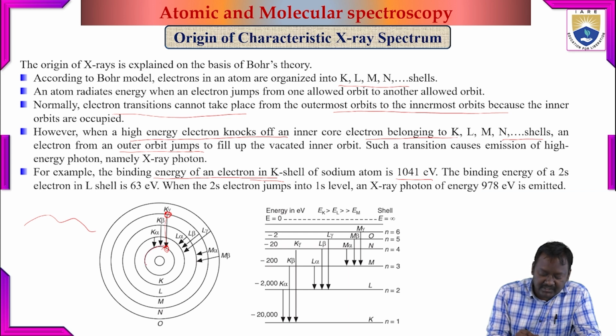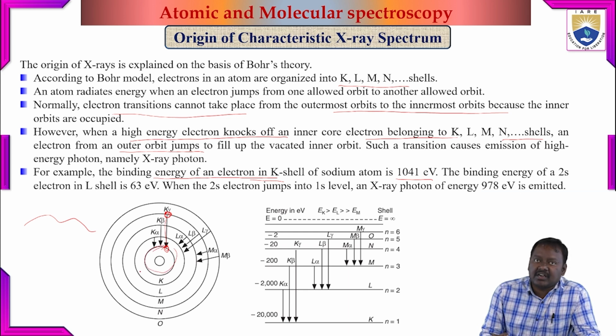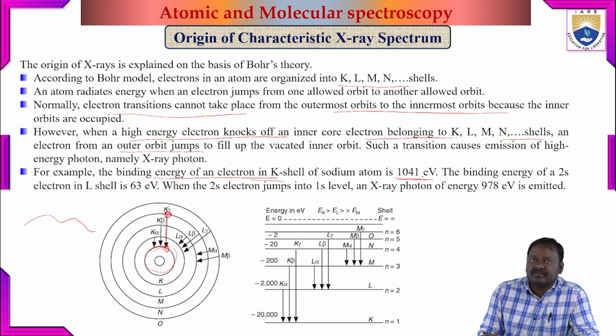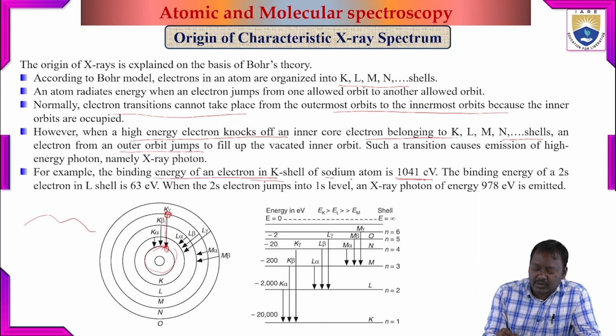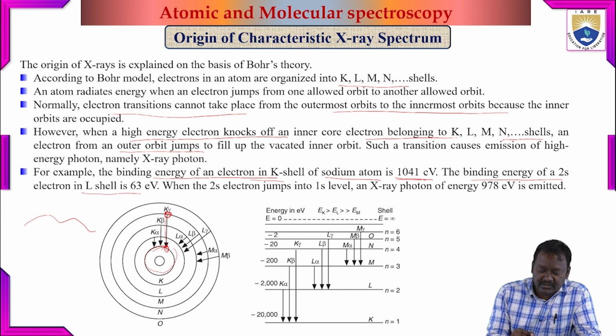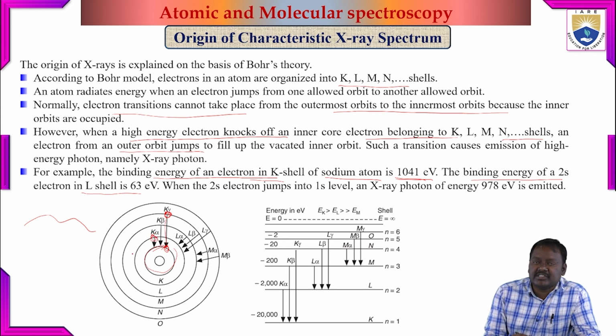So for the K shell, the binding energy of the electron means that if you want to remove the electron from this K shell, this much energy is required. That is the binding energy of the K shell for the sodium atom. The binding energy of a 2s electron in the L shell is 63 electron volts.